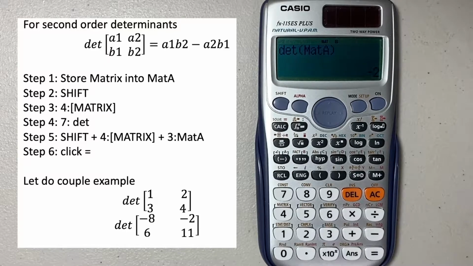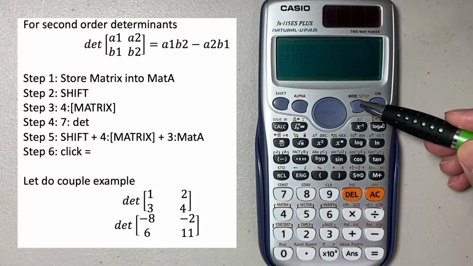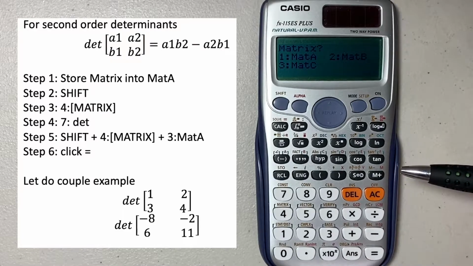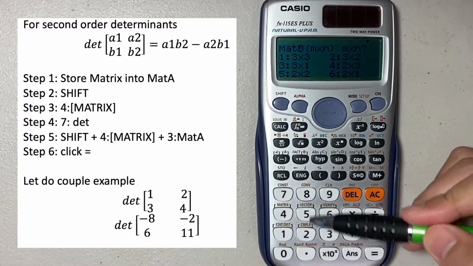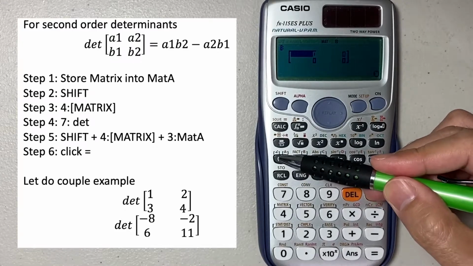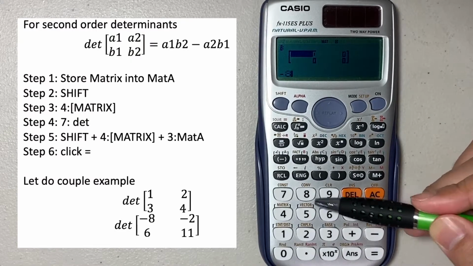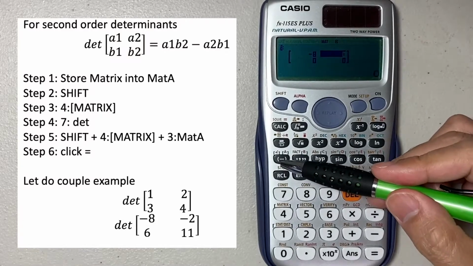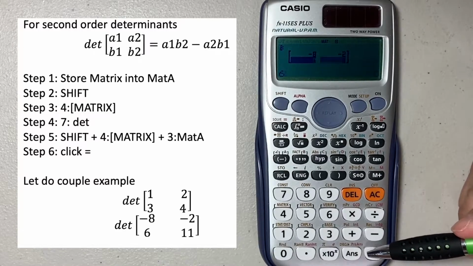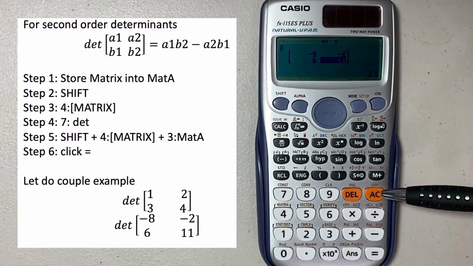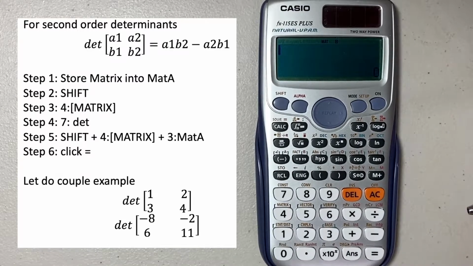Let's do an example here. We're going to go to mode and 6 matrix. We're going to store the 2 times 2 matrix in the matrix B. So we have negative 2, I'm sorry, negative 8, and then negative 2, 6, 11. Then make sure you press AC to store in matrix B.